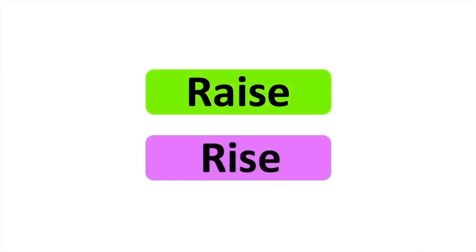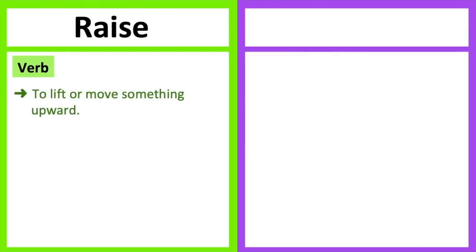Raise, rise. Raise. Raise is a verb, and it means to lift or move something upwards. It can also mean to increase something. Raise is a transitive verb. This means that it needs a direct object. Essentially, we need an object that is receiving the action. This can be a person or a thing. So, we raise something.